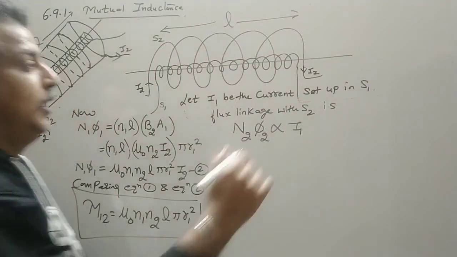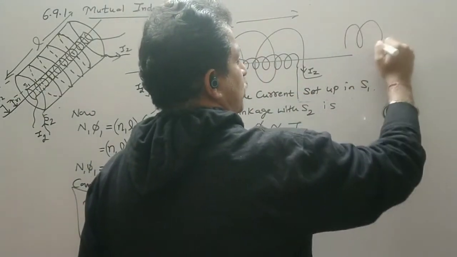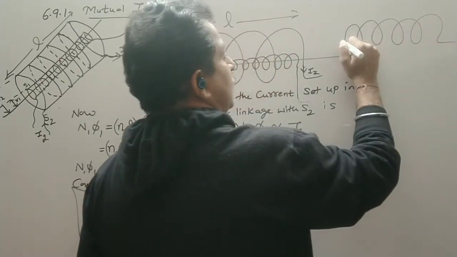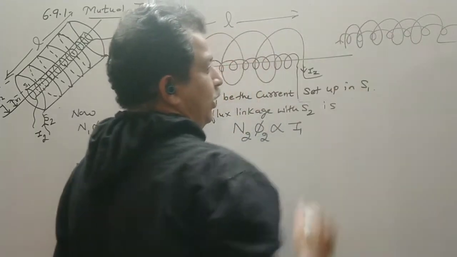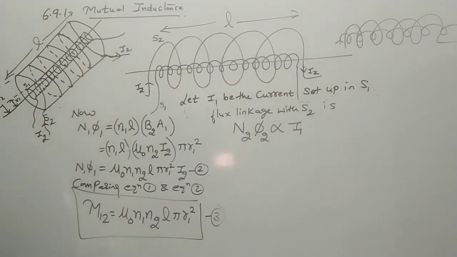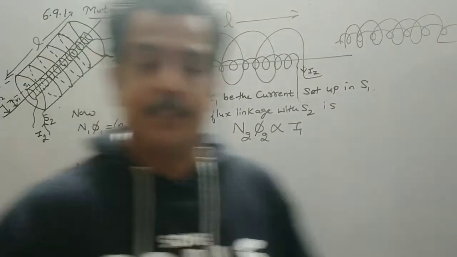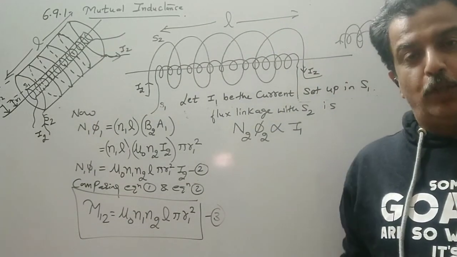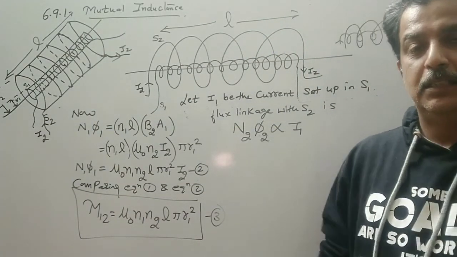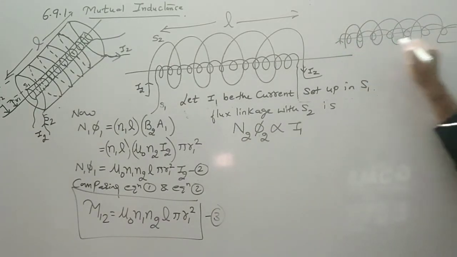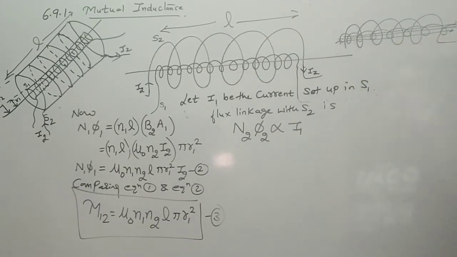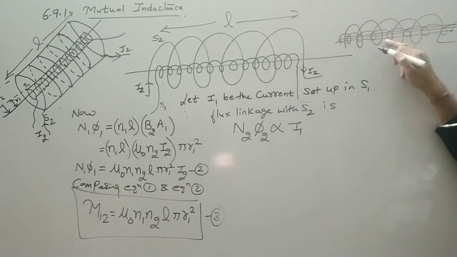Now I pass a current through the inner solenoid. So this was my outer solenoid. Now this is my inner solenoid. Current is passed through the inner solenoid. For example, this is just an example. If the outer solenoid produces 5 field lines, the inner solenoid produces field lines which are confined to itself only, because outside the solenoid, the magnetic field is 0.